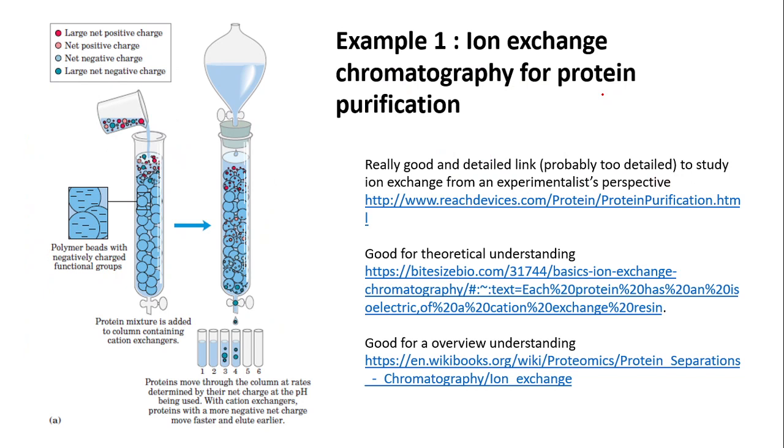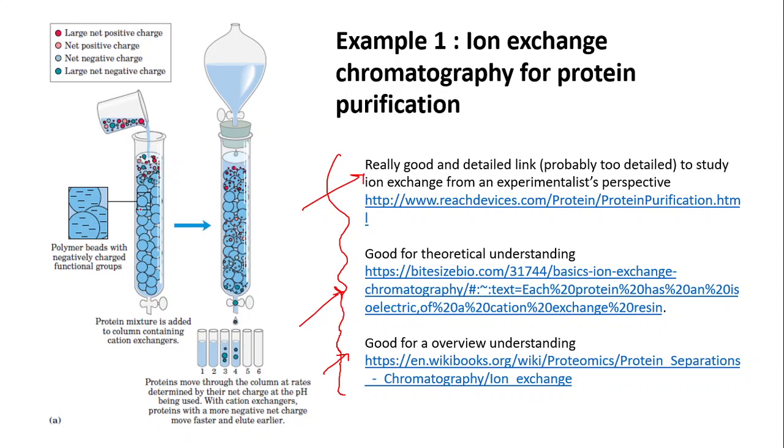So the first one we are going to discuss is ion exchange chromatography for protein purification. Ion exchange, as the name suggests, relies on the charge of the protein. So how does the protein's charge come into the picture? Before I discuss that, these are some links that you can go over. This one is from an experimentalist perspective, this one from a theoretical understanding, and this is for a short overview. This picture gives you a broad overview of how this process works.